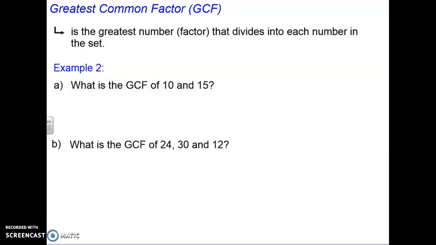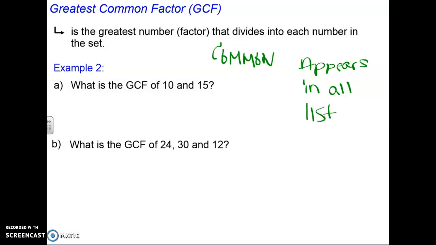We're going to talk now about greatest common factor, and this is a little bit of review. So the idea of the greatest common factor is to find the number or numbers that divide into the given number in your set, and then of all of the common numbers, you have to choose the largest. So remember, common has to appear in all lists.